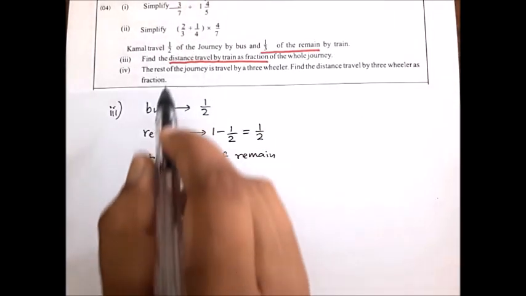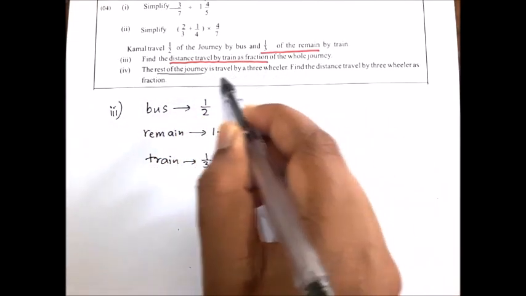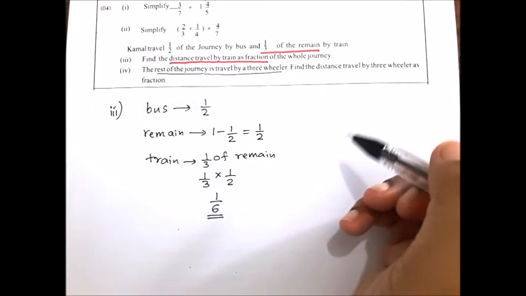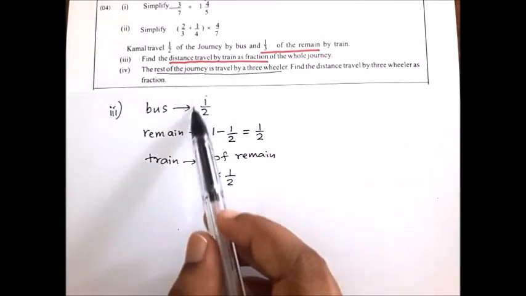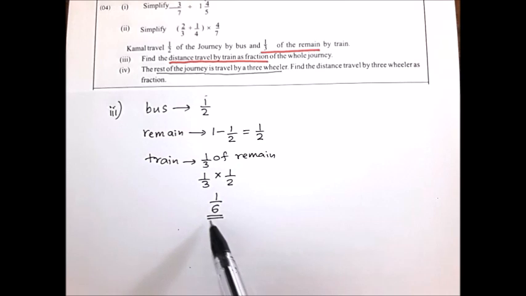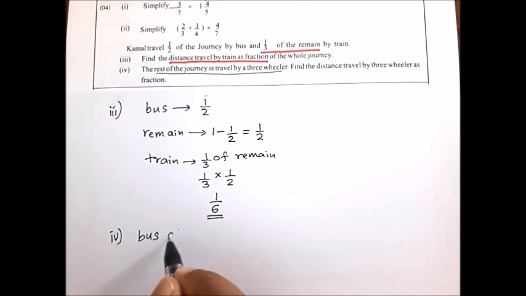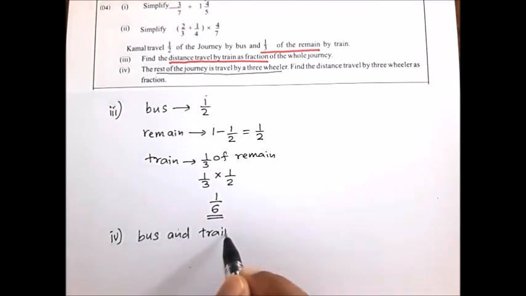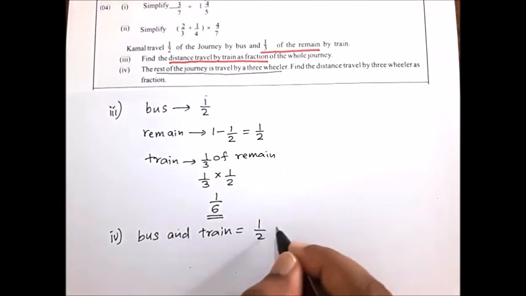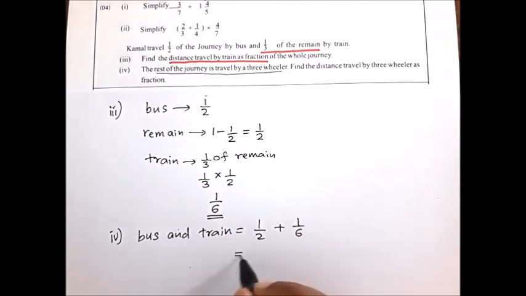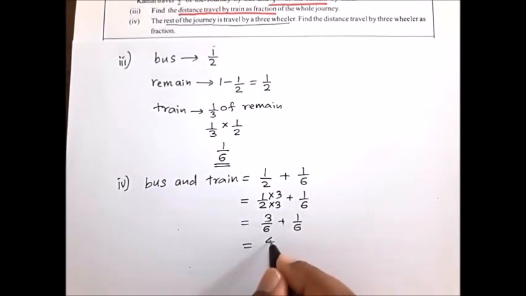Fourth one, the rest of the journey was travelled by three-wheeler. Find the distance travelled by three-wheeler as a fraction. Half of the journey was travelled by bus, 1/6 of it by train. First find the total amount travelled by bus and train. Add these two fractions, half plus 1/6. Take the common denominator 6, multiply this one by 3. 3/6 plus 1/6. It is 4/6. The simplest fraction is 2/3.